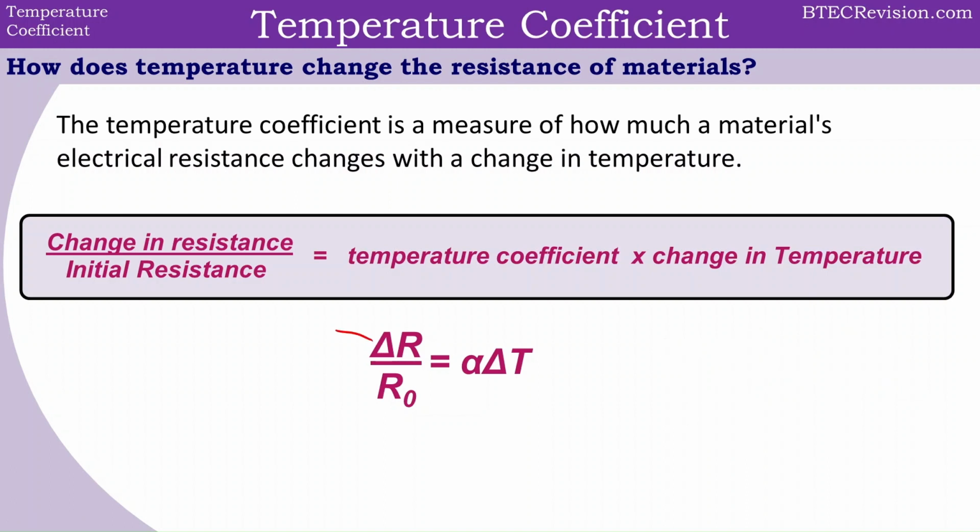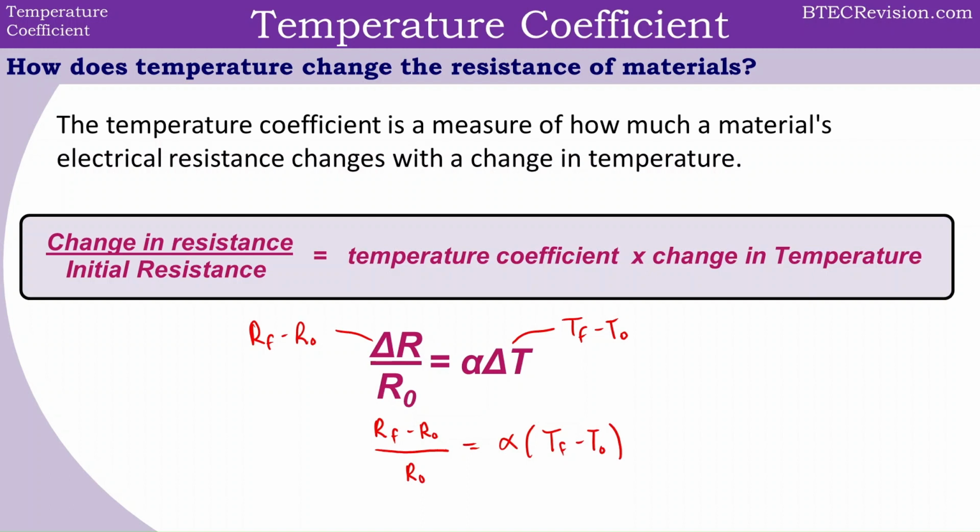Here, delta R stands for the change in resistance, which is equal to the resistance final, take away the initial resistance. And on the right side, delta T stands for the change in temperature, which is temperature final, take away temperature initial. And we can write that as T naught, temperature initial. Now, plugging these values in, we get resistance final, take away resistance initial, divided by resistance initial equals alpha, bracket TF, take away T naught.